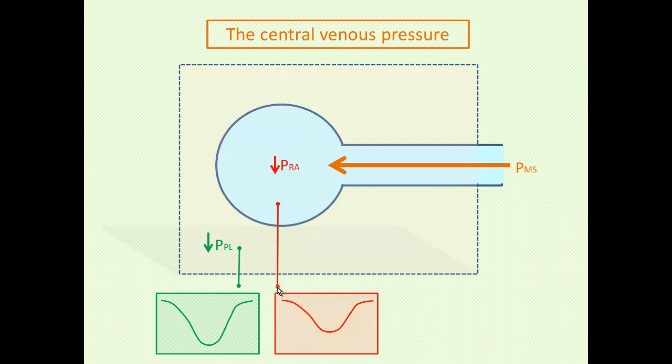So this is a catheter. This is essentially your CVP. You're measuring the pressure in the right atrium relative to atmosphere, but you can see that there's a difference between these two. This pressure is staying lower than this pressure.